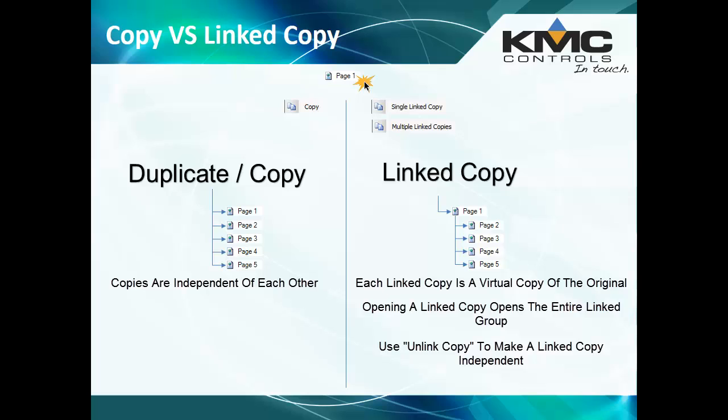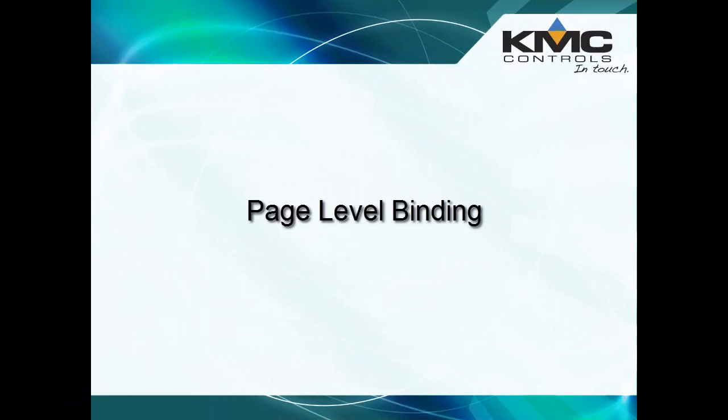If a linked copy needs to be removed from its group because it needs to be unique in some way, that can be accomplished by selecting the Unlinked Copy menu item. That will allow the selected graphic page to be modified independently of any other graphic pages. Before we demonstrate this feature in action, we need to discuss the second topic of page level binding, so let's jump to that now.